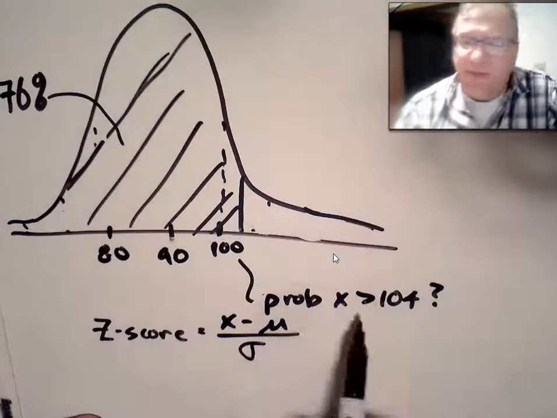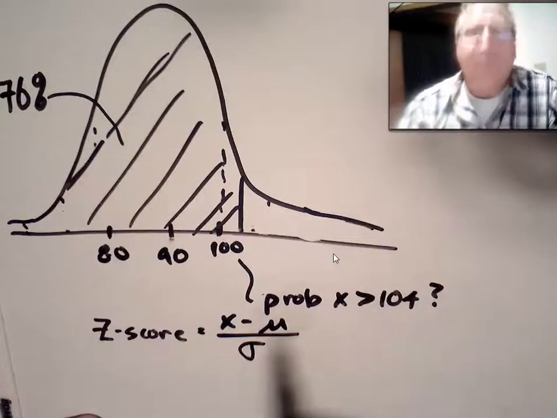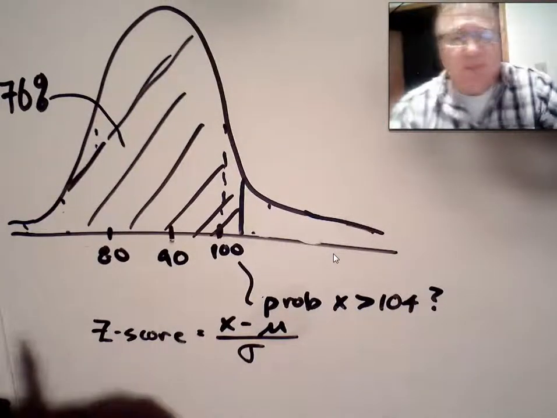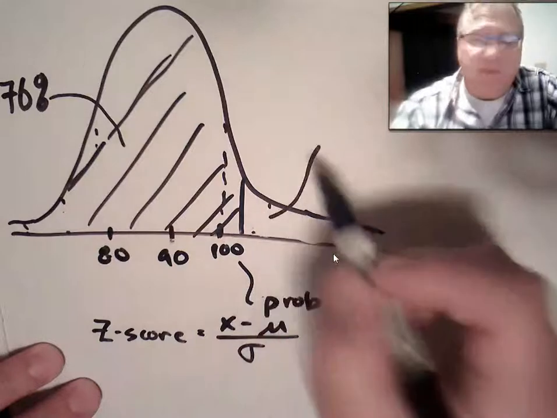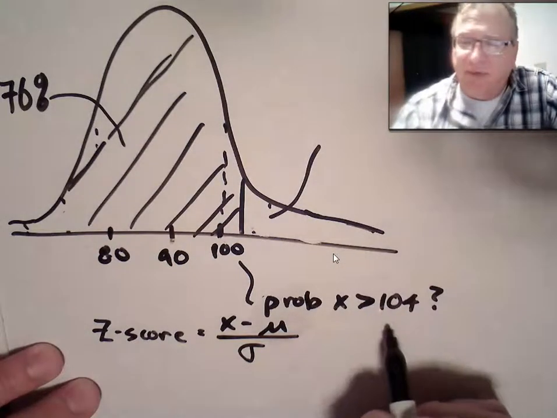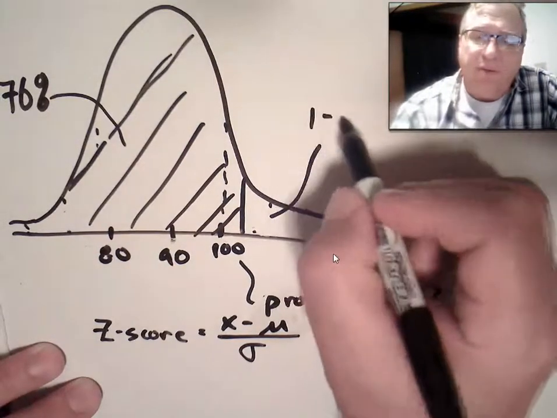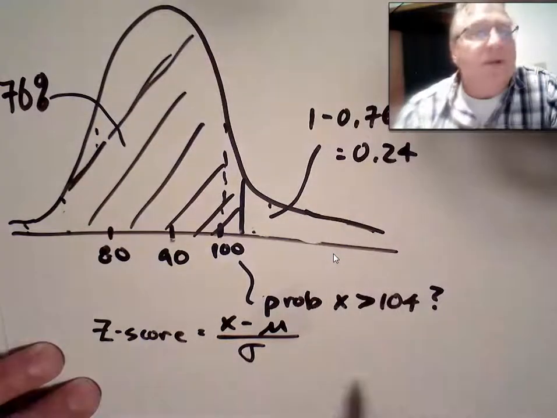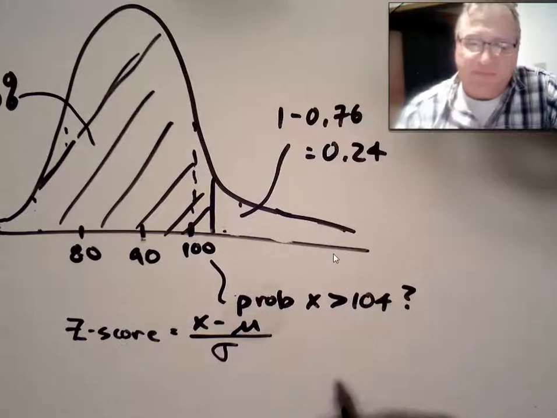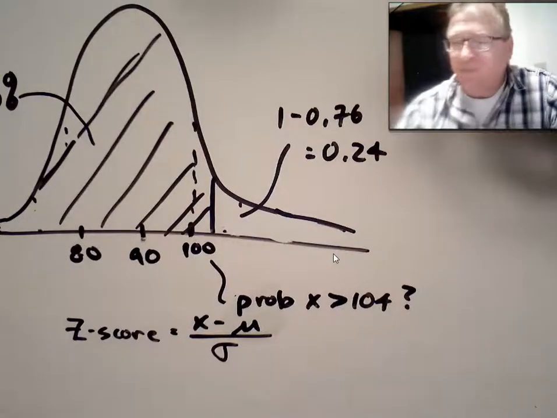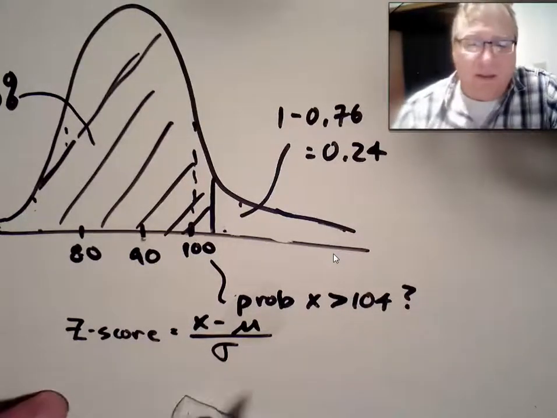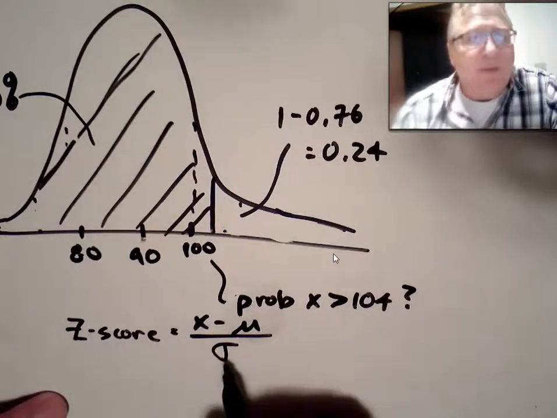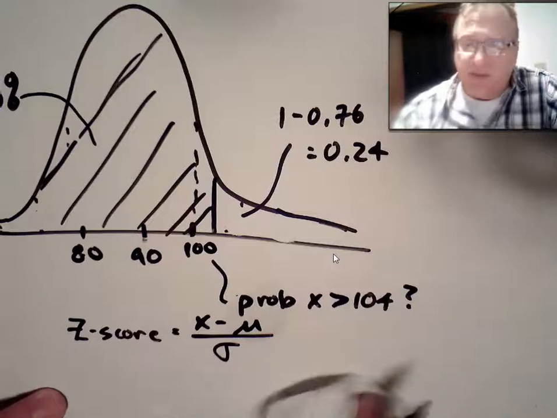Well, what's the probability that x is going to be greater than 104? We know the area under the entire curve is 1. We can subtract 0.76 and would find out that a probability of x being greater than 104 would be 1 minus 0.76 or 0.24, 24% probability. That was last week. Okay, so last week we knew what the population mean is. We knew what the population standard deviation was.